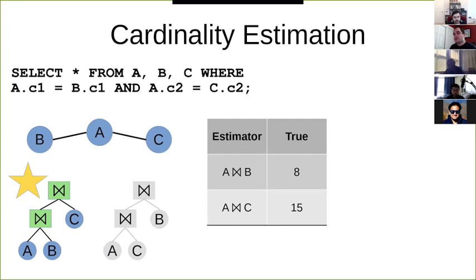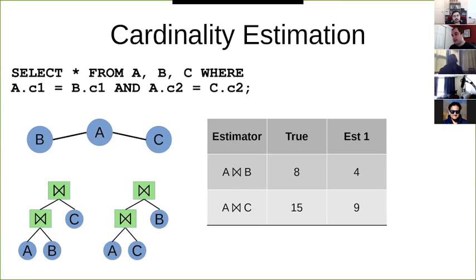Unfortunately, the common wisdom about cardinality estimation being the hardest part doesn't tell the entire story. So imagine that I had a cardinality estimator, so I no longer have the true cardinalities, but now I have estimates of the cardinalities. And my first estimator gives me these numbers. It says, okay, for A join B, I think you're only going to have 4 tuples. Now this is wrong, right? The correct answer is 8, but our estimator is telling us 4. And our estimator for A join C says you're going to get 9 tuples instead of 15.